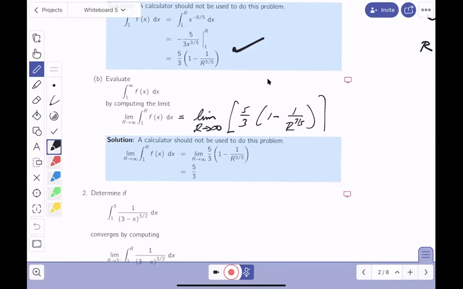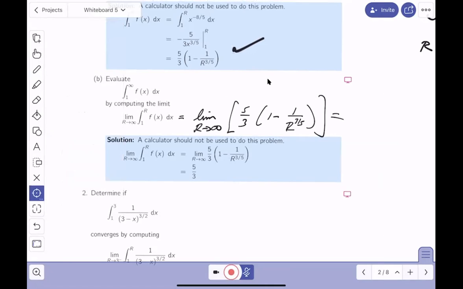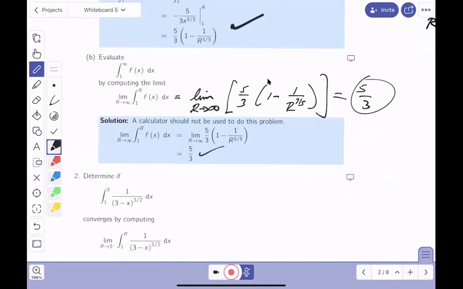All right, now let's see if we can do the limit. And what's nice about the limit, if r is going to infinity, let me point this out to you. This thing on the bottom is going towards infinity. 1 divided by infinity is 0. So I get 5/3. All right, let's do the next one.